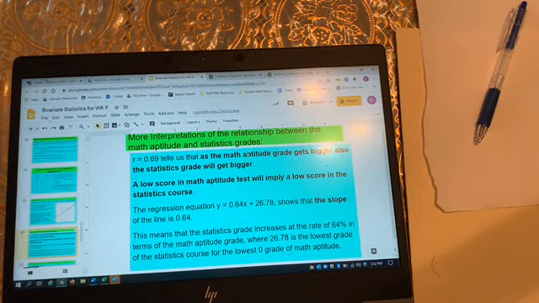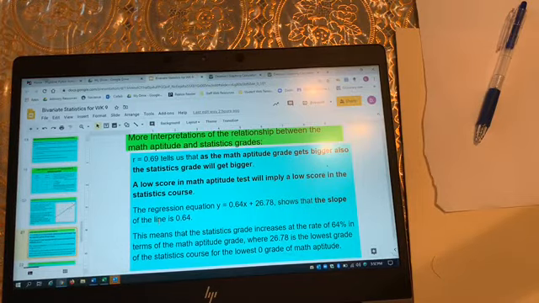Anyway, as the math aptitude grade gets bigger, the statistics grade will also get bigger. That's what we can conclude. And 0.64 is just the slope of the line. That means the statistics grade increases at the rate of 64% in terms of the math aptitude grade. So this is what we can say using the correlation coefficient 0.69: a strong relationship between the two scores.